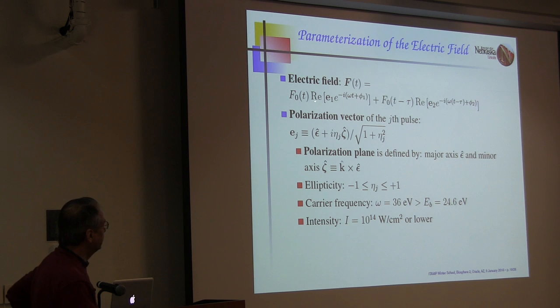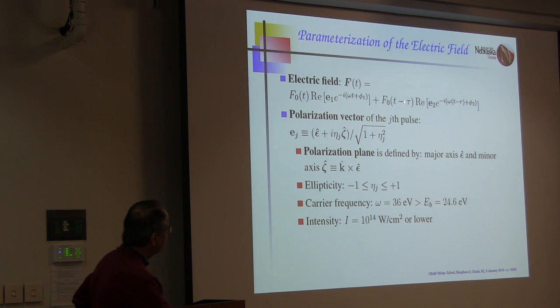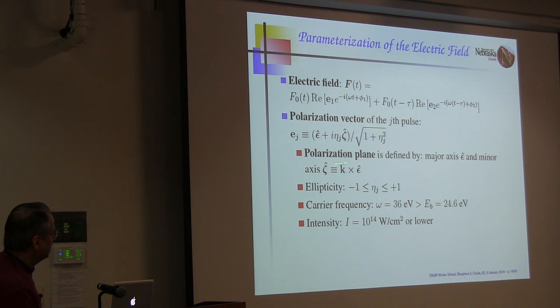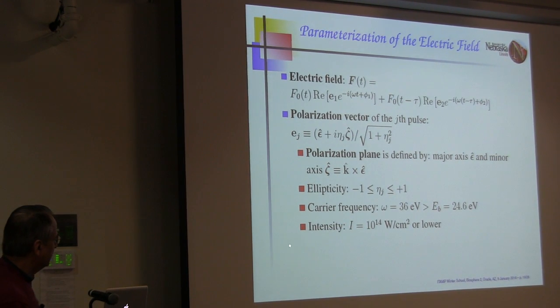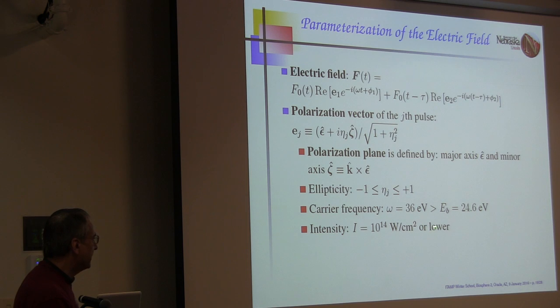Just to remind you of how we parameterize our field, it has some envelope function. The first pulse has a polarization E1, which is going to be right or left circularly polarized. You have a carrier frequency and a carrier envelope phase. The second pulse is time delayed with respect to this one, but has the same envelope function. And it has a polarization E2, which will be opposite to this one. And it is time delayed here, and it has a carrier envelope phase 2. This is the definition of the polarization vectors. I've gone through this in my first lecture. The intensity we use in these calculations is 10 to the 14 watts per centimeter squared, but it could be lower.